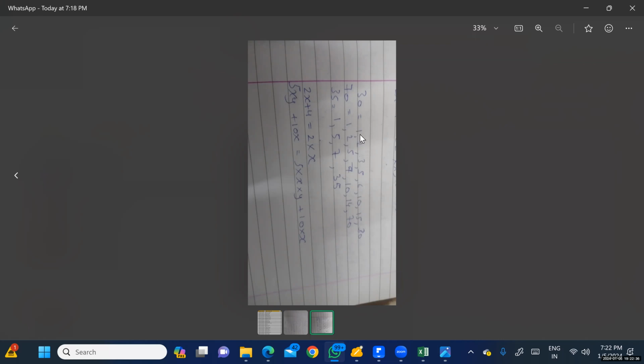See, look at the comma you're throwing here. This is not the way you write. You're not in class 1 or 2. Look at where you put the comma. Look at the space between each letter, each digit.